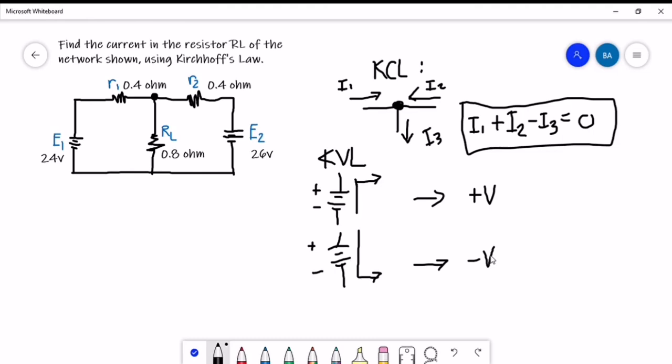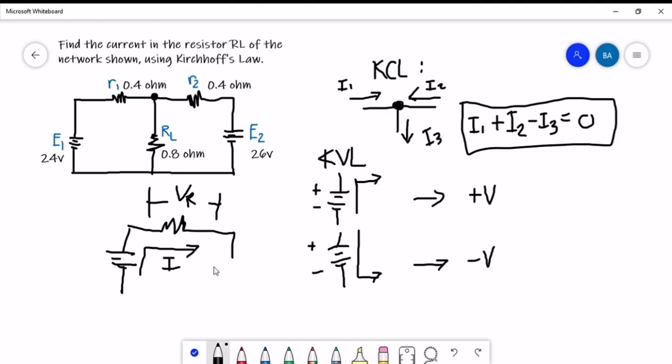And then for the voltage drop, how are we going to know the sign? Let's say the voltage drop for this load. If your loop has the same direction as the current on the resistor, if your loop goes like this and the current is the same, then for the voltage drop here, you're going to use the negative sign.